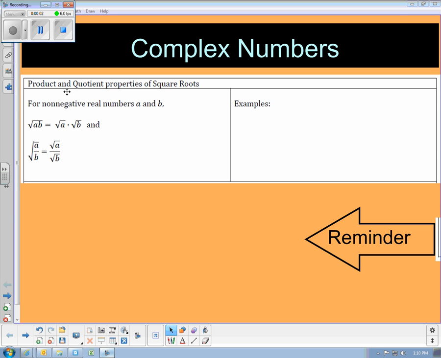Hey guys, it's Miss Johnson, and I'm here to bring you your notes on complex numbers. That's our next section in the quadratic unit. We are looking at product and quotient properties of square roots.